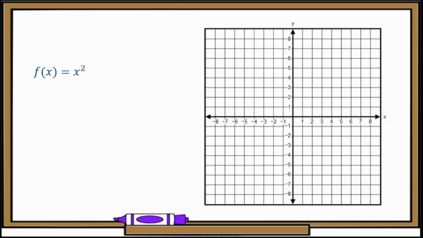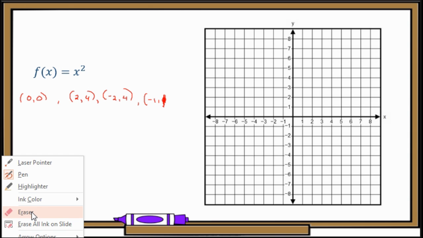For here, again, you can list down the ordered pairs derived from evaluating your function. Earlier, we used, if I'm not mistaken, 0, 0. We have 2, 4, -2, 4. What else? -1, 1.